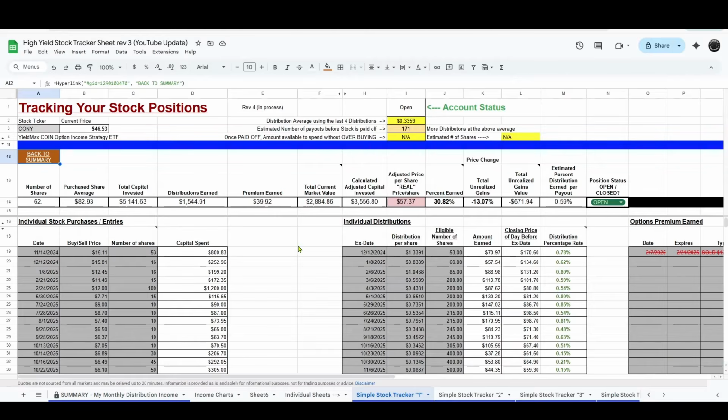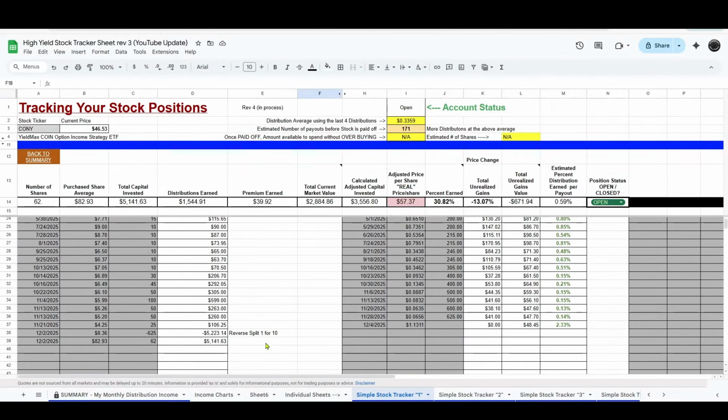So I'm going to start right off with the first one, CONY. And CONY did go through a reverse split, a 1 for 10. That's 1 share for every 10 shares I had, so that did adjust the number of shares I have. If you missed that video of how to account for that reverse split, I'll add that video right here, where it will walk you through exactly how to calculate and adjust your spreadsheet to account for that reverse split.